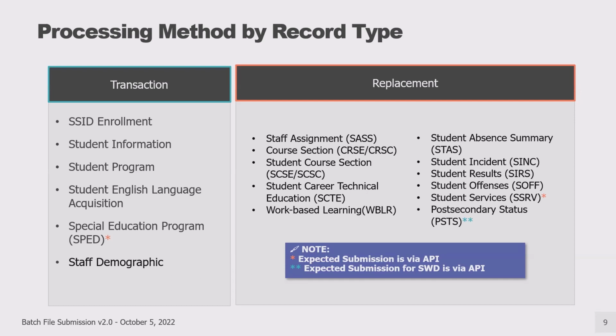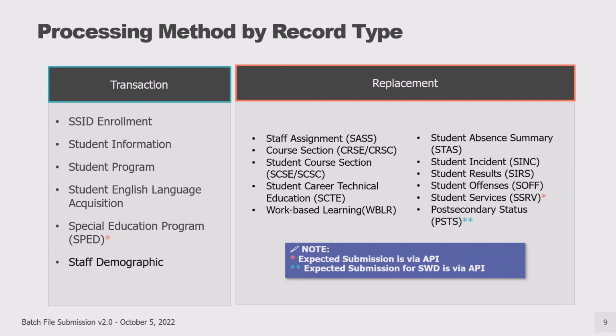Replacement processing affects the staff assignment, the course section, the student course section, the student career technical education, and the work-based learning record types. Replacement processing is also used to post data for the student absence summary, the student incident, the student results, the student offenses, the student services, or the post-secondary status record types.